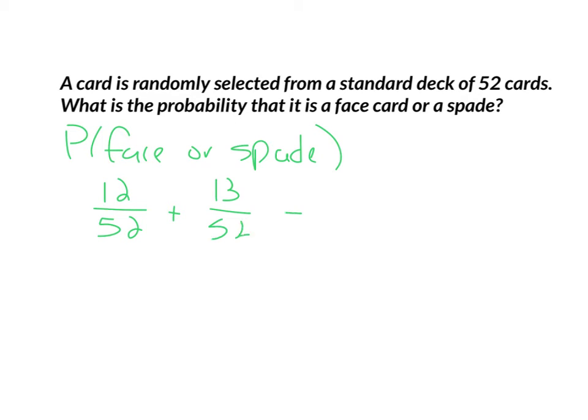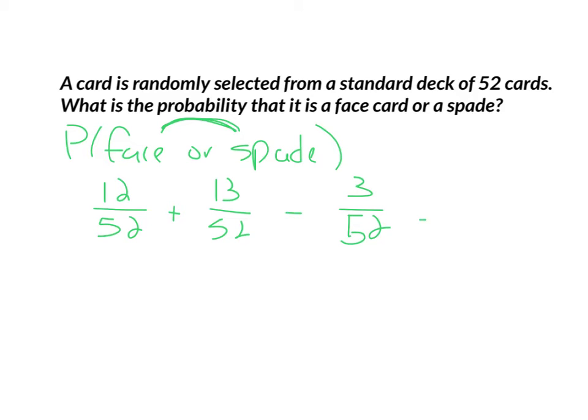Now, what I have to subtract out is what they both have together. What do they have in common? How many face cards are spades, face and spades? That's what I'm subtracting out here, face and spades. And there are 3 of those: there's a jack, queen, king of spades. So I'm going to subtract out 3 out of 52.